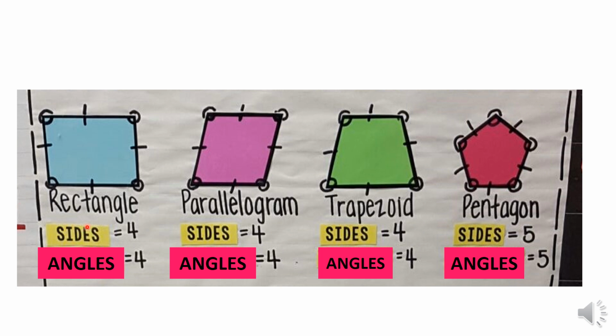Let's complete with the rectangle. The rectangle also contains four sides and four angles. The parallelogram also contains four sides, four angles. The trapezoid also contains four sides and four angles. And the last one is the pentagon, which contains five sides and five angles. No need to memorize this information about the shapes because you can count and get the answer very easily.